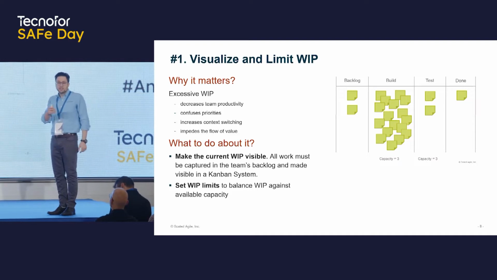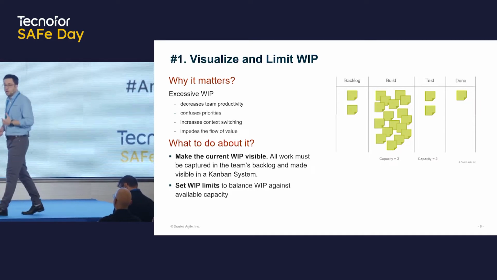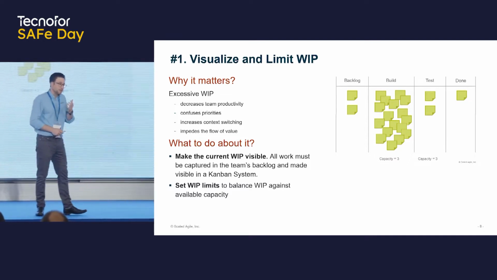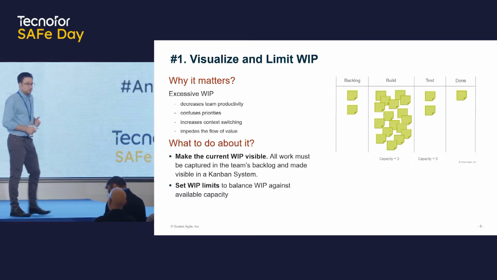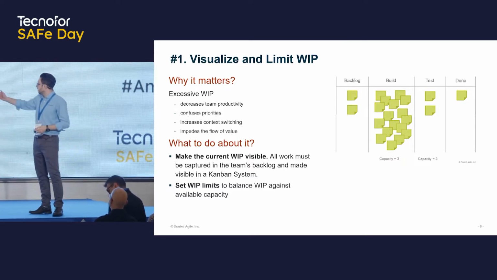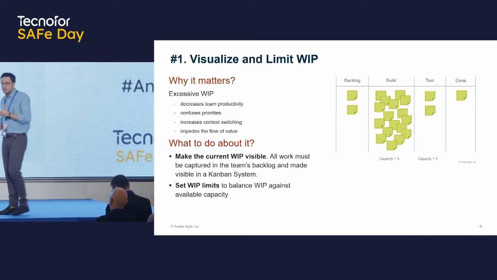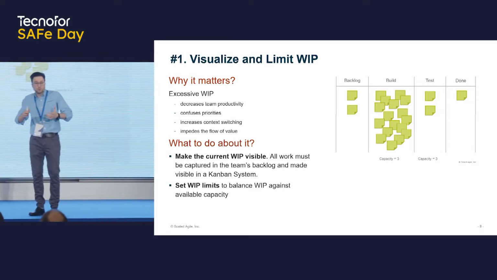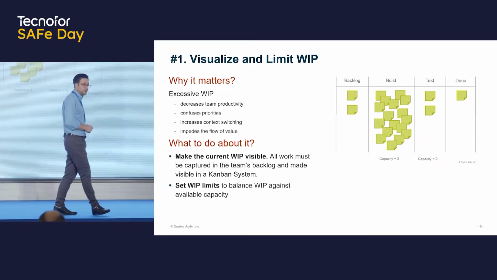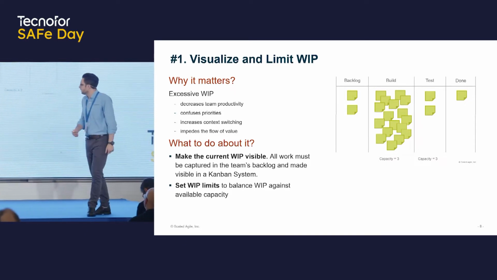So the first one is visualize and limit WIP. Why does this matter? Well, we know that if we have a high level of work in process, our productivity is going to be impacted. The priorities of what we work on will be confused. There'll be a huge amount of work in the system, and the individuals and teams will be switching from one thing to another. And so it becomes very difficult to deliver value. This one is very familiar to you.